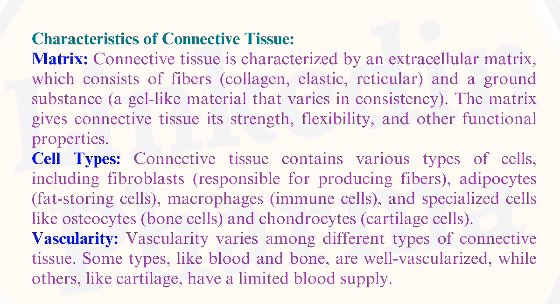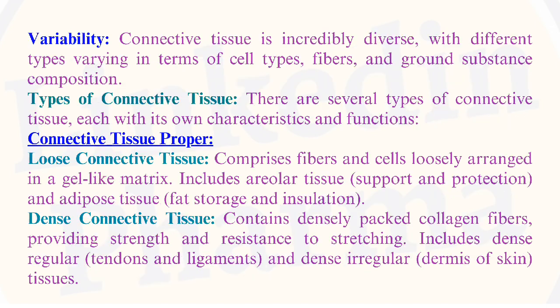Cell types. Connective tissue contains various types of cells, including fibroblasts, responsible for producing fibers, adipocytes, fat-storing cells, macrophages, immune cells, and specialized cells like osteocytes, bone cells, and chondrocytes, cartilage cells. Vascularity. Vascularity varies among different types of connective tissue. Some types, like blood and bone, are well vascularized, while others, like cartilage, have a limited blood supply. Variability. Connective tissue is incredibly diverse, with different types varying in terms of cell types, fibers, and ground substance composition.